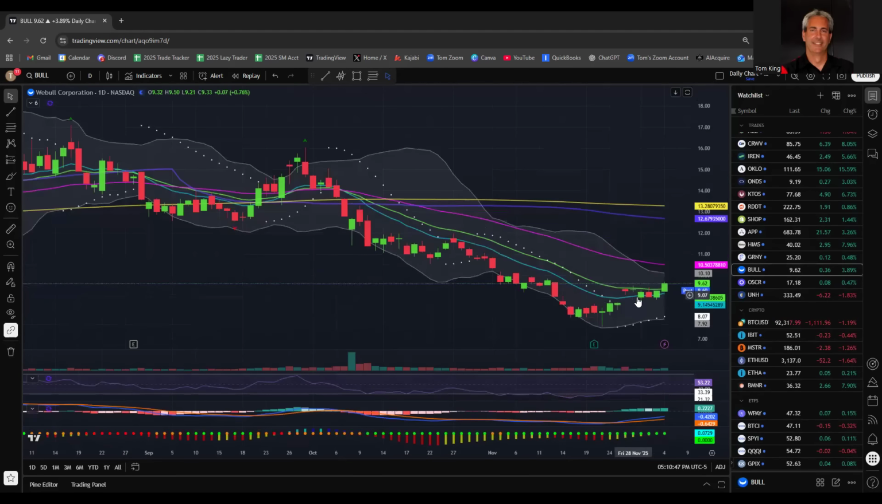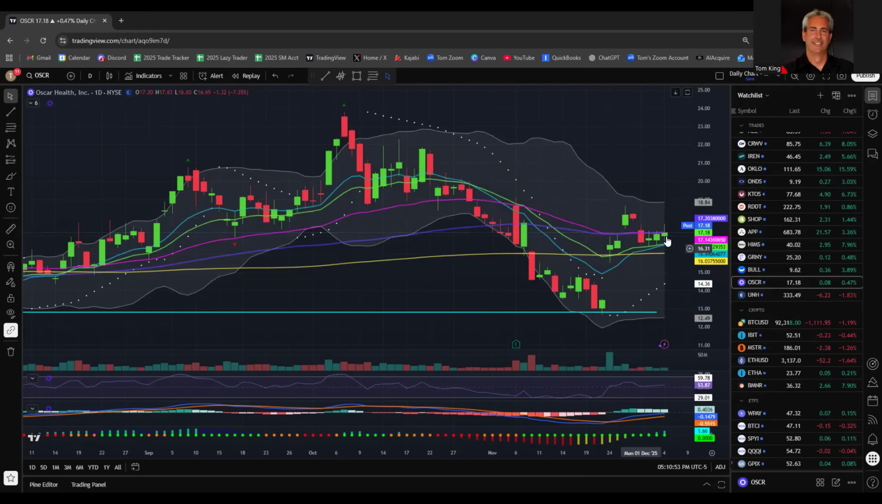I like Bull as well. I think it's putting in a really good base. This is not going to work. This trade is not going to work on Bull. Too low of a stock. Oscar looks fantastic. I love this thing. Buy it. Not financial advice, but I want to own this thing.